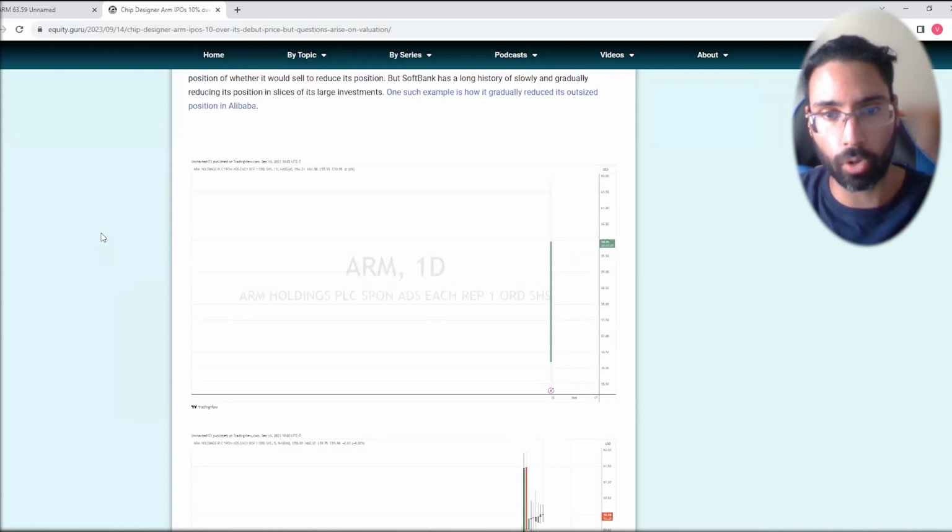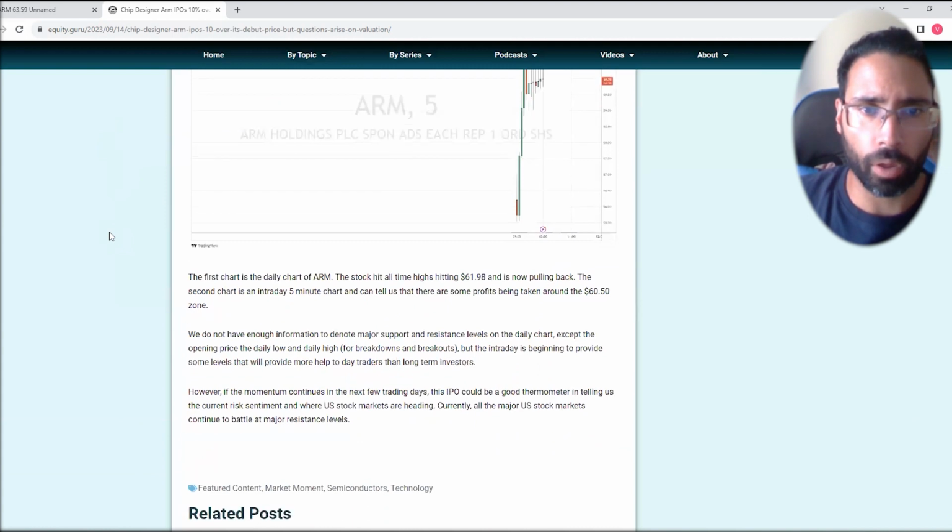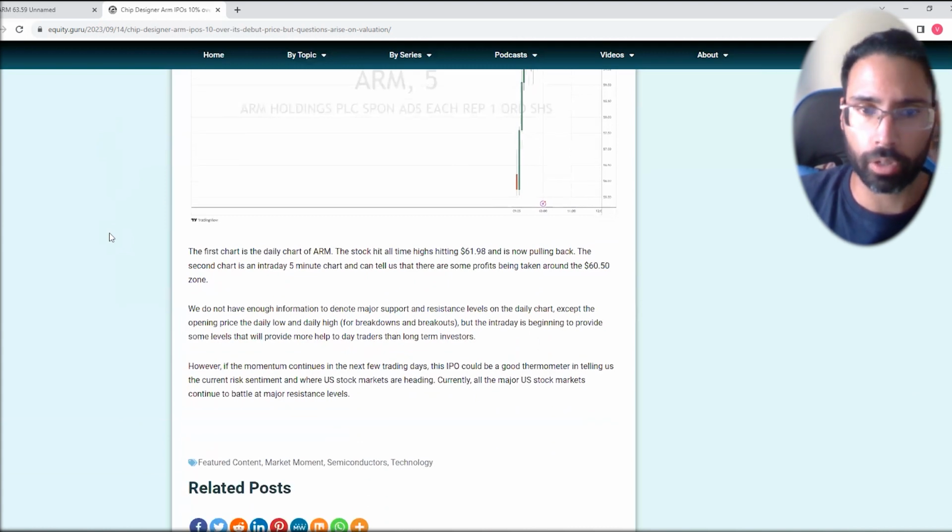But again, folks, I'm just mentioning this. The investment firm SoftBank has not made any comments about whether they want to sell shares or how long they're going to hold shares. So this is all just speculation on the investors' and traders' part here.